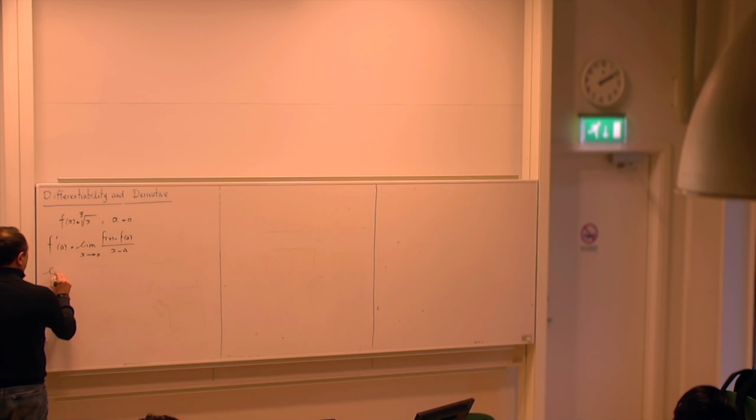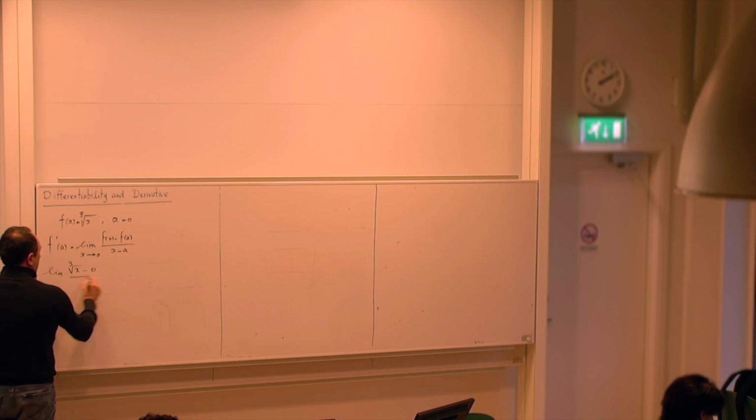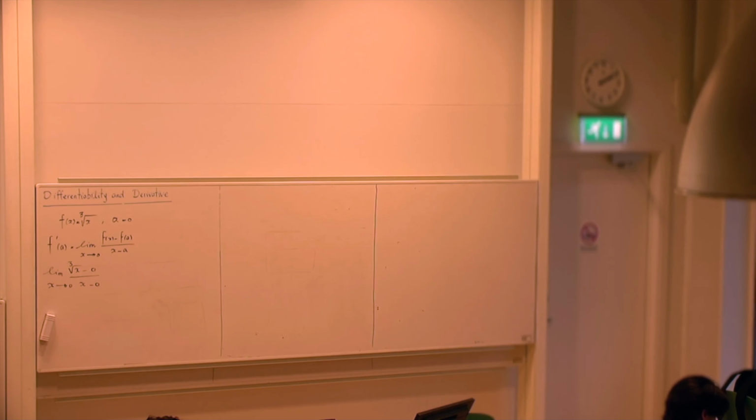So let me calculate this limit for this function. This becomes the third root of x minus f of 0. F of 0 is 0. So let me write it, and then divide it by x minus 0, and x goes to 0. Yes? This is the formula.